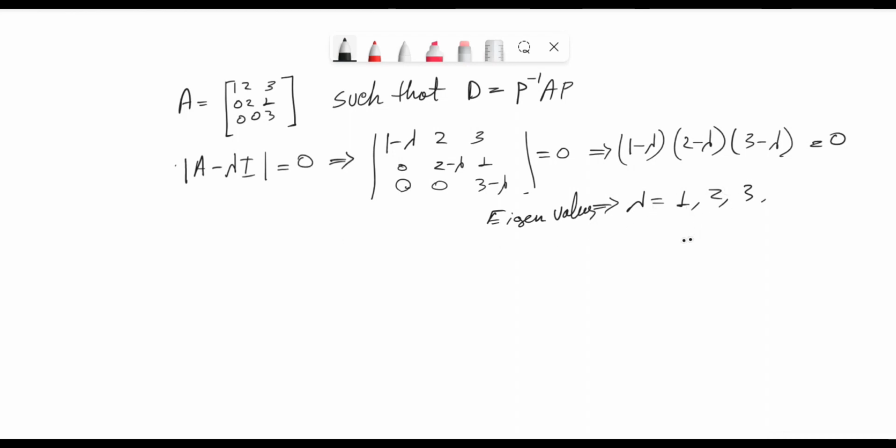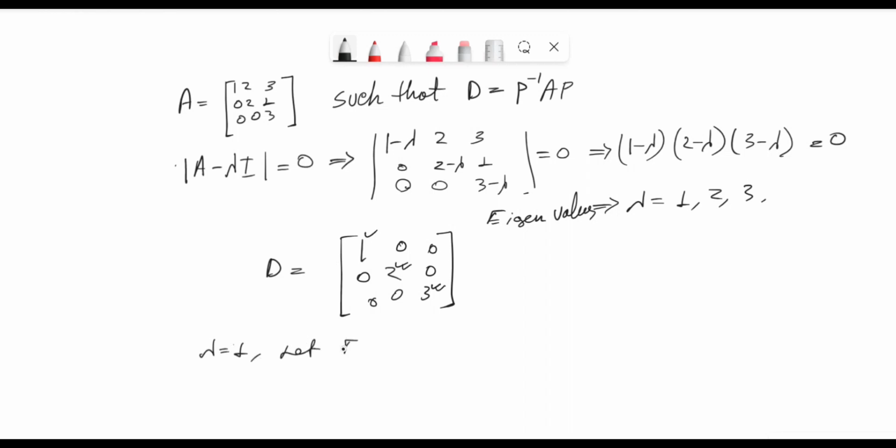We'll use these eigenvalues to find the diagonal matrix. The diagonal matrix will simply be 1, 2, 3 on the diagonal, and the remaining elements will be 0. As we have taken this order, we have to find the eigenvectors in the same order. So for lambda equal to 1, let the eigenvector be P1.